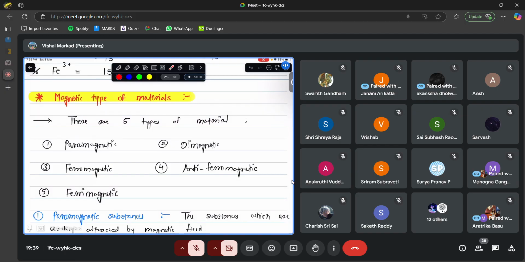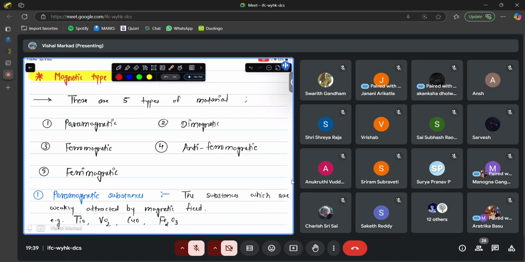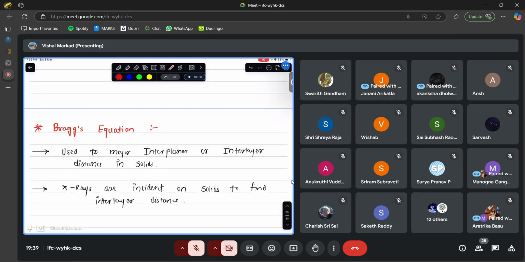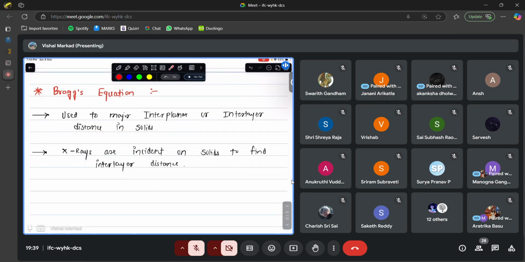Paramagnetic, diamagnetic, ferromagnetic, anti-ferromagnetic. So from the definitions we'll understand. The last important thing we'll do is Bragg's equation. Now what is the use of Bragg's equation? It is used to measure the interplanar or interlayer distance in a solid.